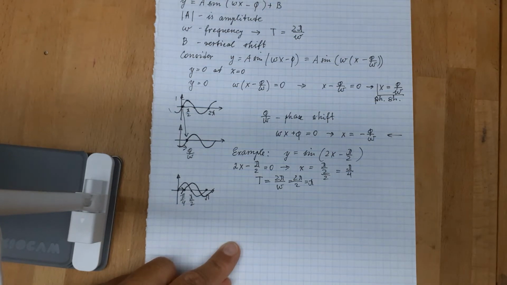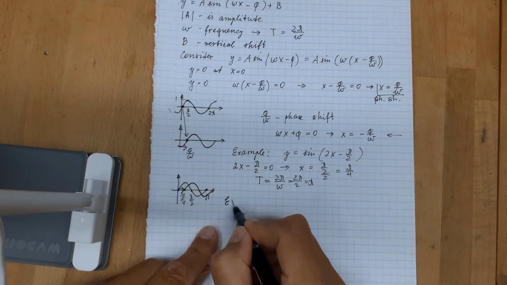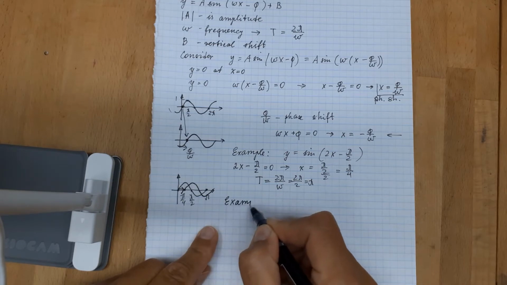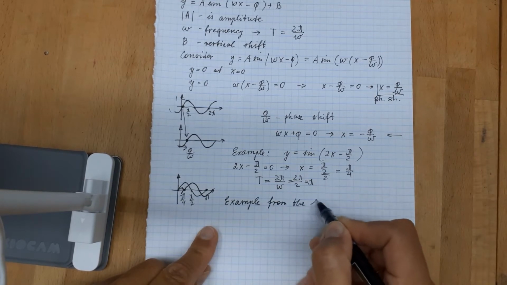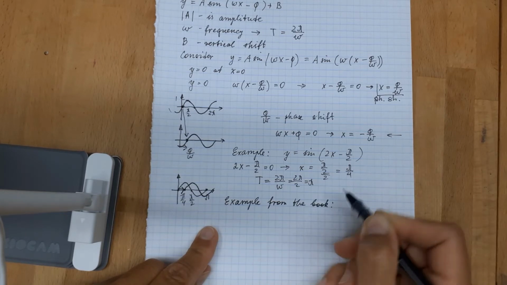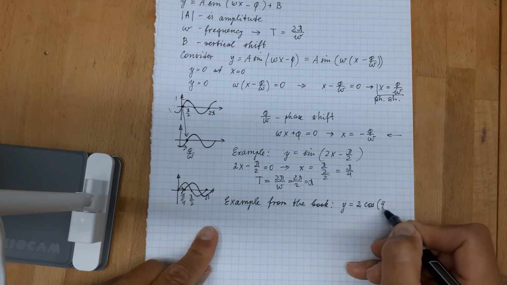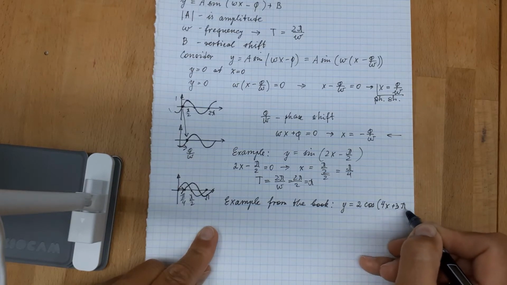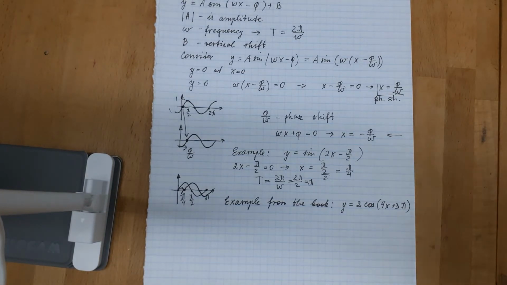Okay, so let's consider an example from the book. That's example 2, I think. I'm going to label it example from the book. The example from the book is y equals 2 cosine of 4x plus 3 pi. Well, a slightly different function, but all I said about horizontal shift is going to be the same for cosine too.